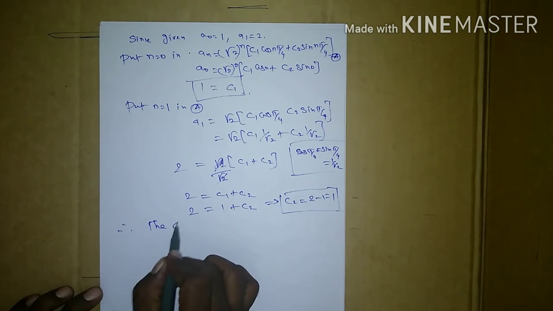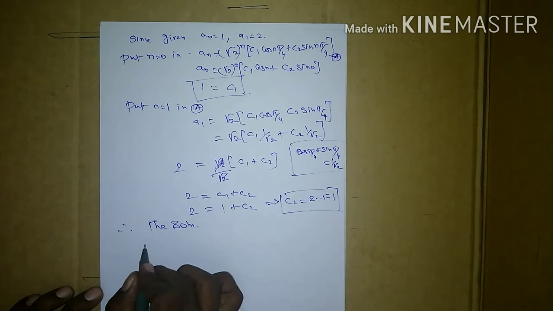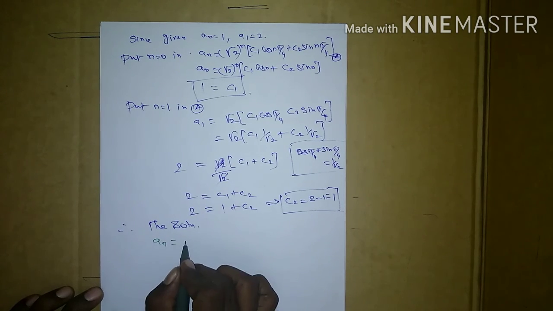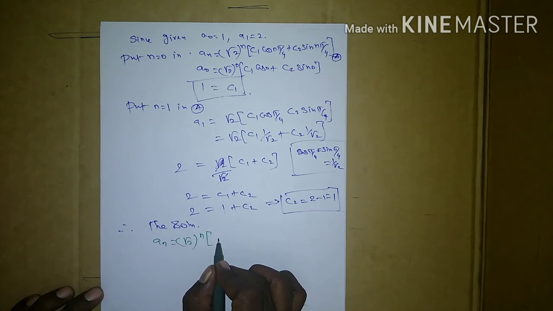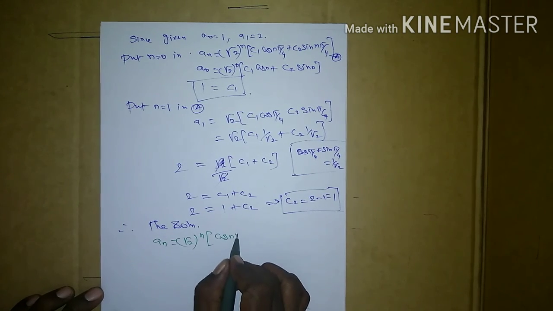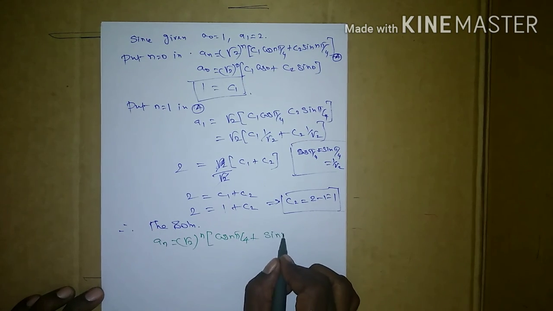Therefore, the solution is A n equal to root 2 power n, where c1 equal to 1, cos n pi by 4 plus c2 is 1, sin n pi by 4.